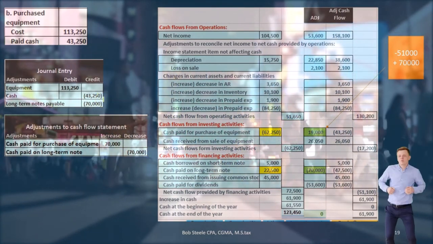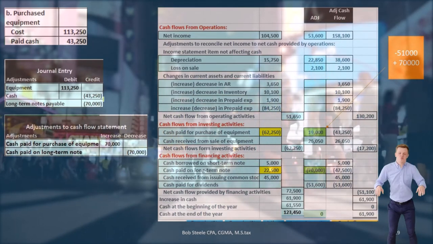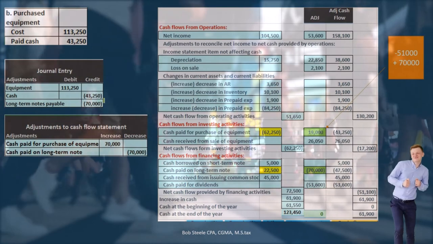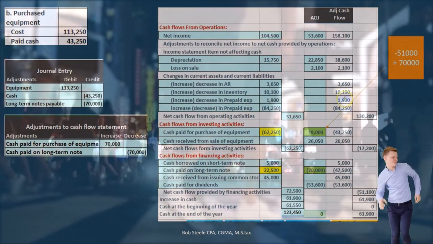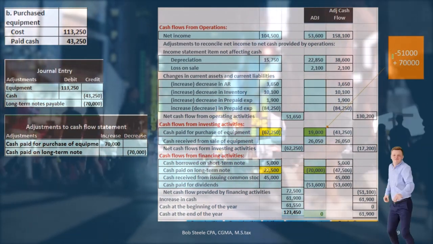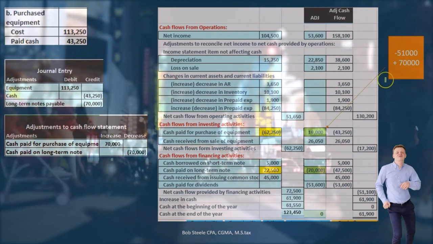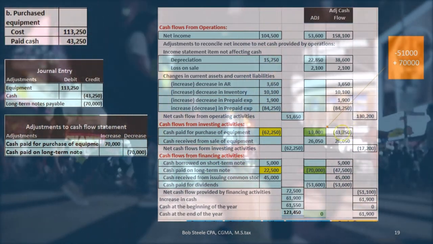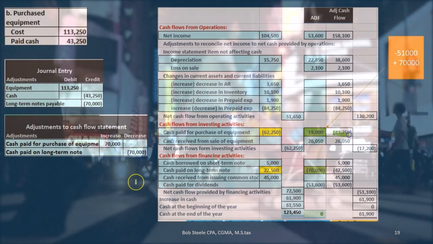We financed part of it, and we only paid $43,250 in cash. Therefore, we're going to bring it down by the $70,000. So now what we're adding to this sale is the $51,000 from last time plus the $70,000, so that we end up with the cash that was actually paid for equipment, which was the $43,250.